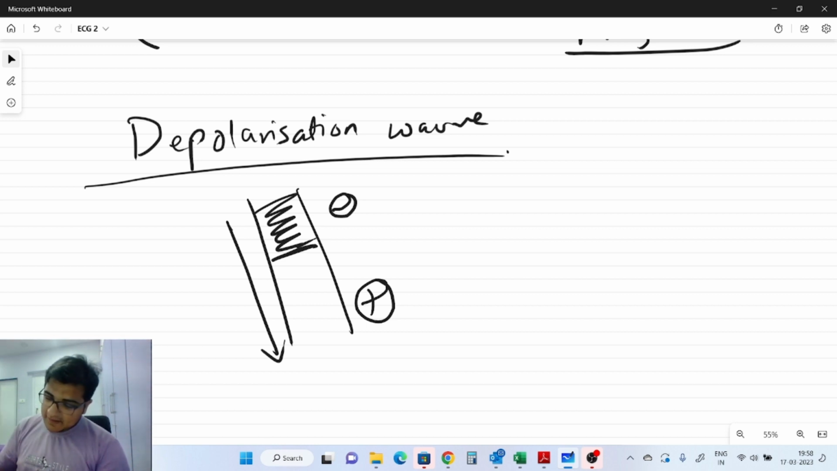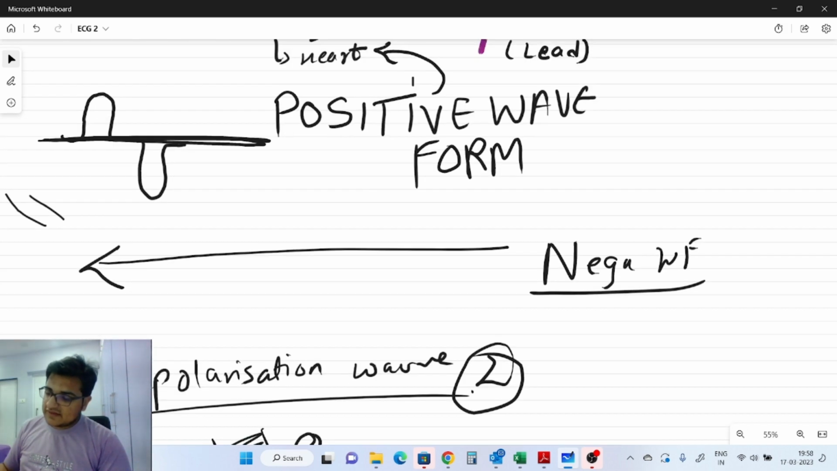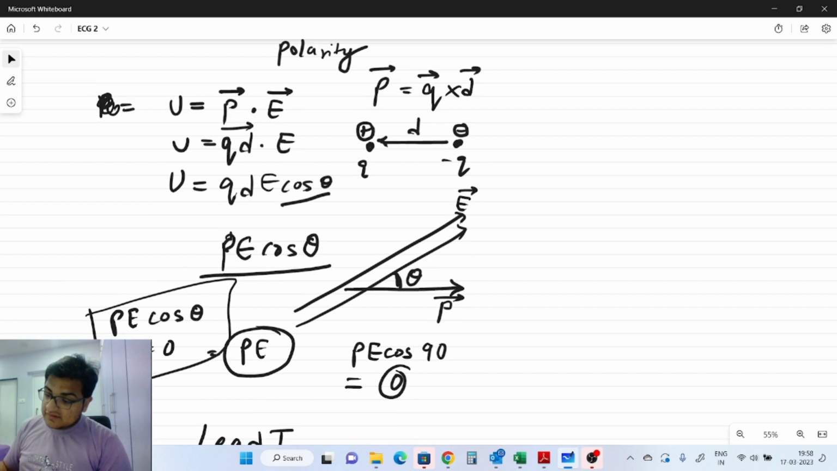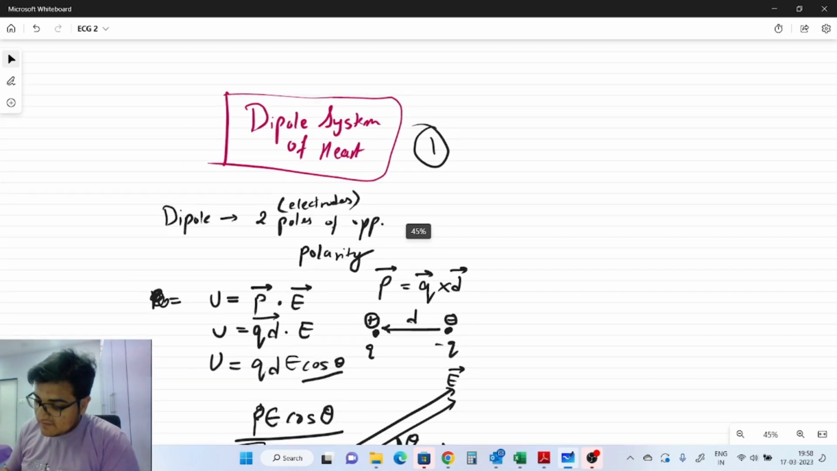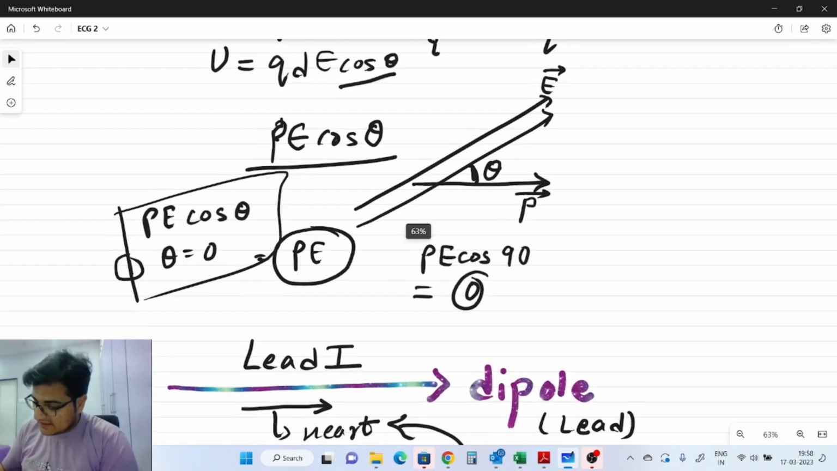So suppose this part is depolarized. I'll repeat this concept again. तो इसके आगे वाला part positive होगा and the depolarized part is negative. ठीक है? So the direction will always be from the depolarized part to the part which has not been depolarized. This is the second main concept that you need to understand, and this is the first concept. This is very important to understand in ECG why waves come in the positive and the negative direction.